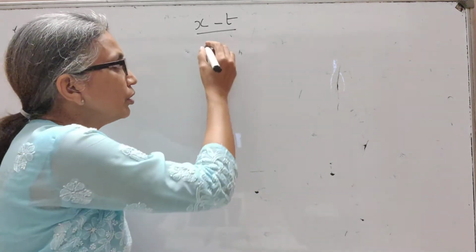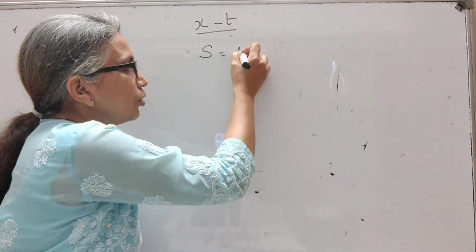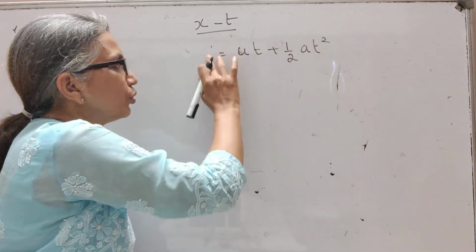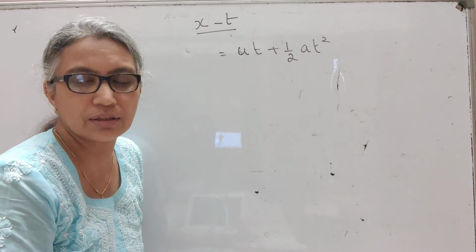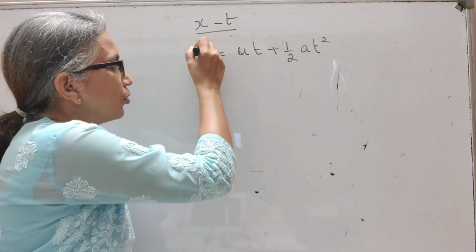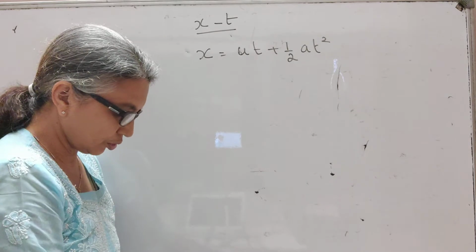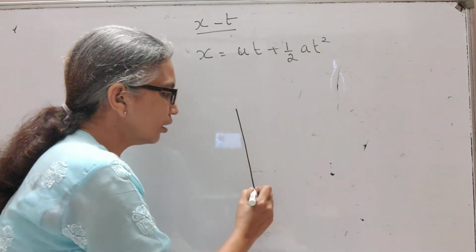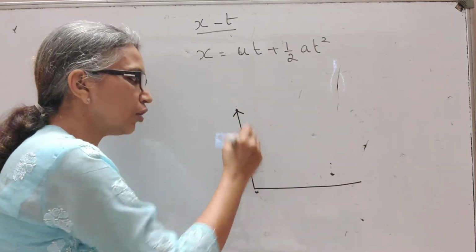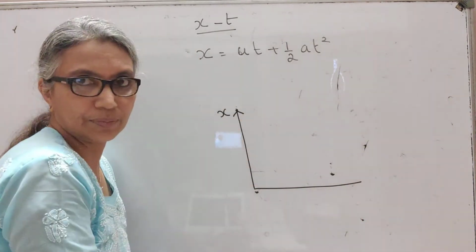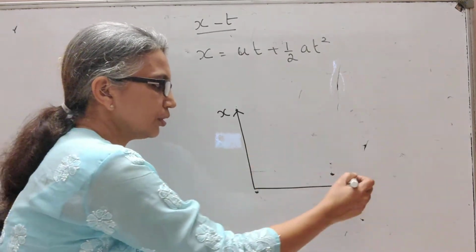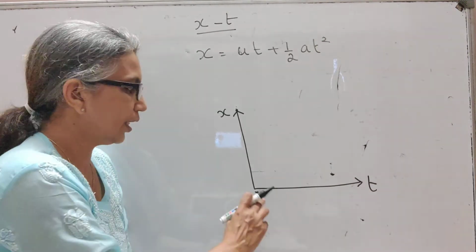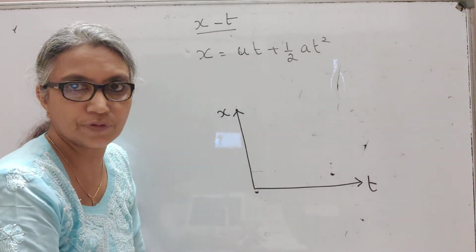So if there is acceleration, the equation which you know, s equal to ut plus half at square. Since in your textbook this year they have used displacement as x, I'm going to write x here. x is equal to ut plus half at square. Whenever you draw the x-t graph, along the y-axis we take the x variable, the position, and the x-axis has the time.